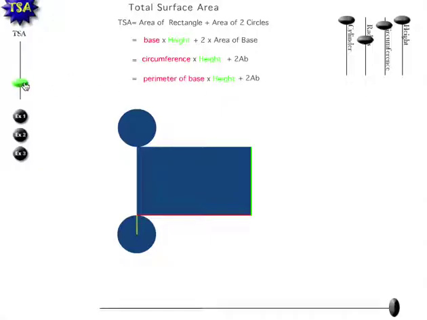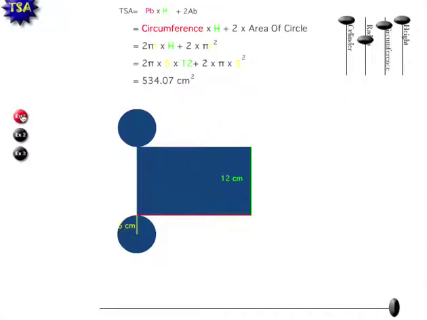And then, okay, another way of saying circumference is perimeter of the base times height, plus 2 times the area of the base. And I want you to notice this is exactly the same formula that we used for a rectangular base prism. Okay, so the total surface area is the perimeter of the base times the height plus 2 times the area of the base. Okay, let's look at an example.